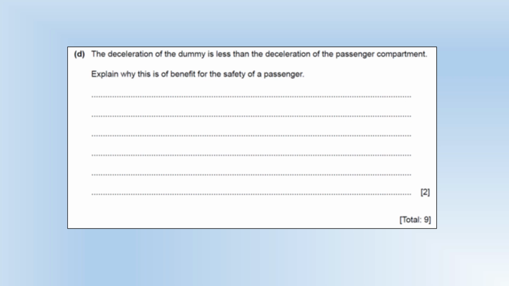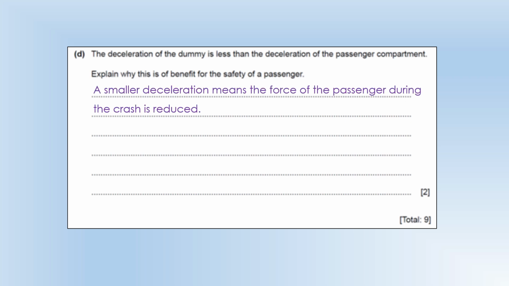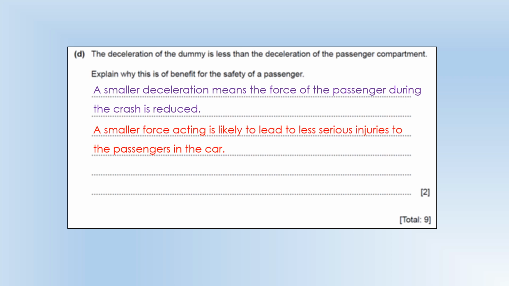Okay, the deceleration of the dummy is less than the deceleration of the passenger compartment. Explain why this is of benefit for the safety of a passenger. So a smaller deceleration means the force on the passenger during a crash is decreased, and we can see that using F equals ma. A smaller force is likely to lead to less serious injuries to anyone traveling in the car. So we would like to have a smaller force, and this happens because we've increased the time over which they've stopped. That's what gives us a smaller deceleration.